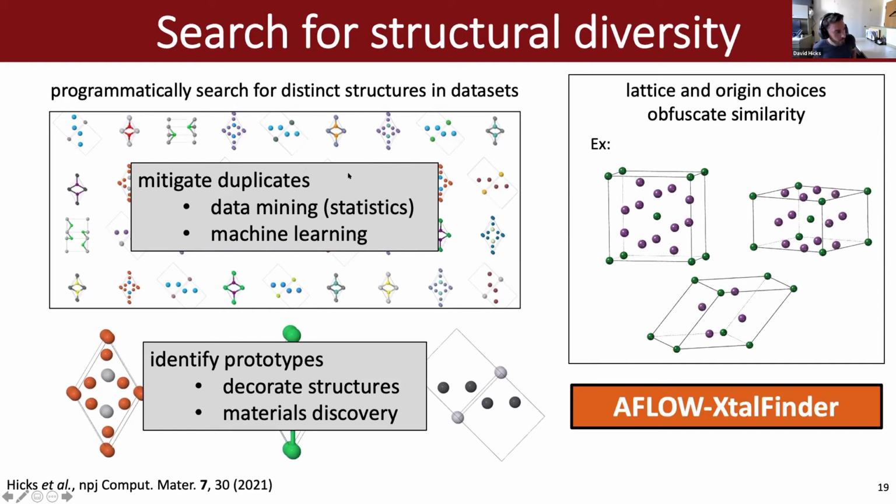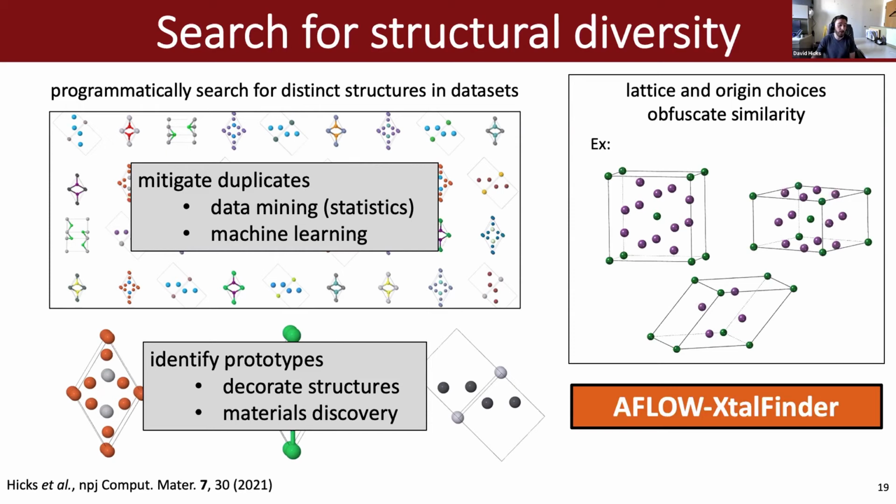Okay, so a little bit of motivation behind XtalFinder is, as we saw previously, there may be, for instance, multiple silicon carbide structures in a data set. And so we want to be able to have a tool that can basically mitigate duplicates. So we can find these duplicates. And this is important for data mining and statistics, and also for machine learning, because if you have duplicates in your training set, that can bias your machine learning model. So that's one reason we want this type of tool.